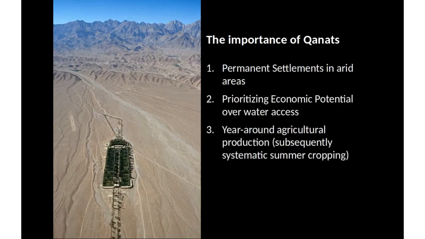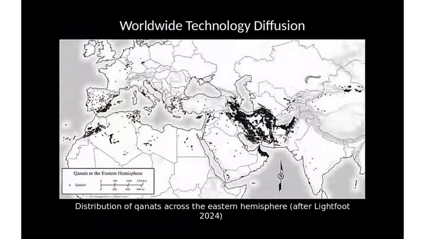So for archaeologists, it's important to map these structures. It's really important. And there are qanats everywhere in the Western world. Yes, in the world, in fact. So you can see there are a lot of them in the Middle East.